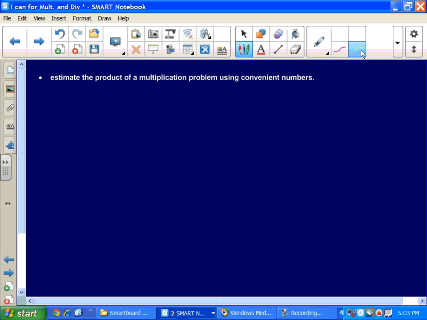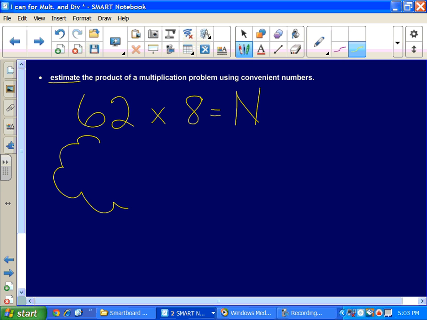And let's take the problem 62 times 8 equals our product n. So we're trying to find n. Well, if I'm finding the estimate, we know that's an about. So if you would, pause this, see if you can solve this, and then listen to my solution. All right, let's take a look at the solution.